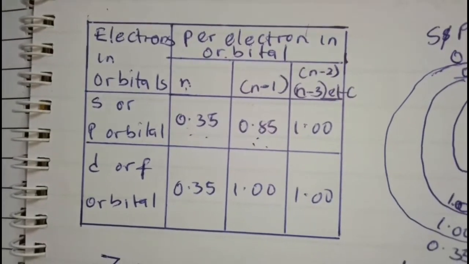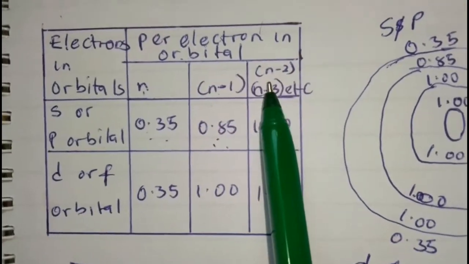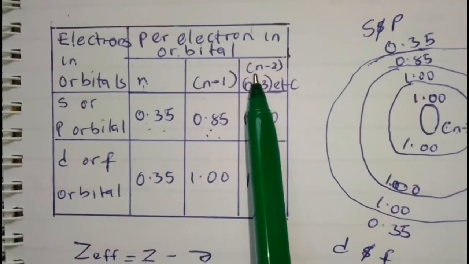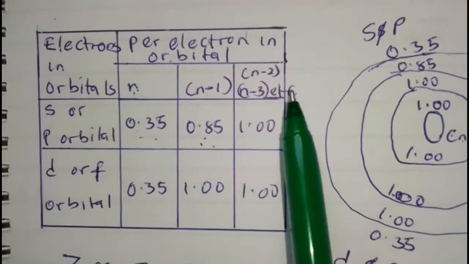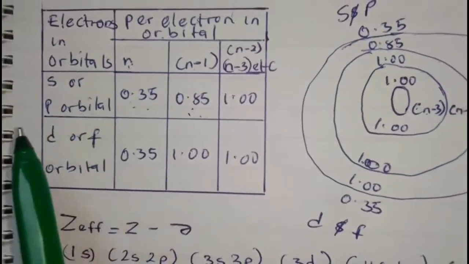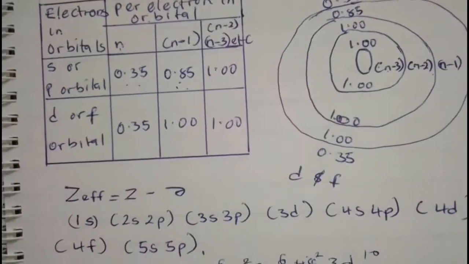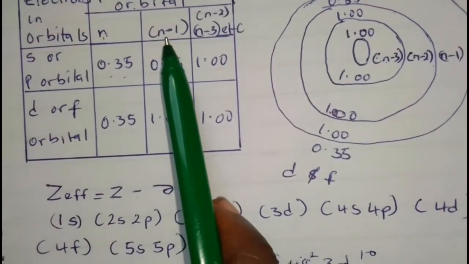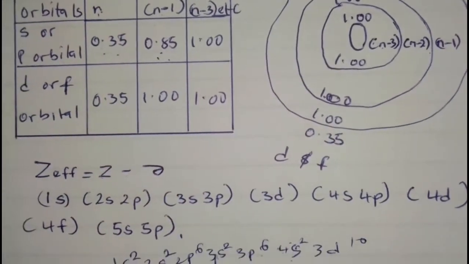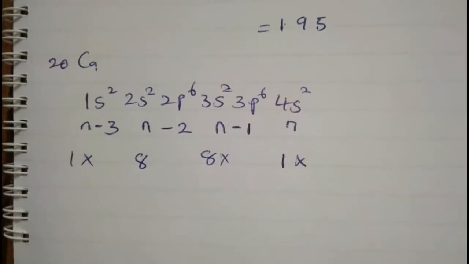You see the table. It says when it falls in anything n minus 2, n minus 3 for the s or p orbital, anything that falls in n minus 2, n minus 3, n minus 4, n minus 5, they are going to be experiencing 1, 1, 1, 1, 1. So do you understand? Anything from n minus 2 now is just going to be 1, and anything n minus 1 will be 0.85 for the s or p, and anything in n will be 0.35. We're going to be inputting those values right now.